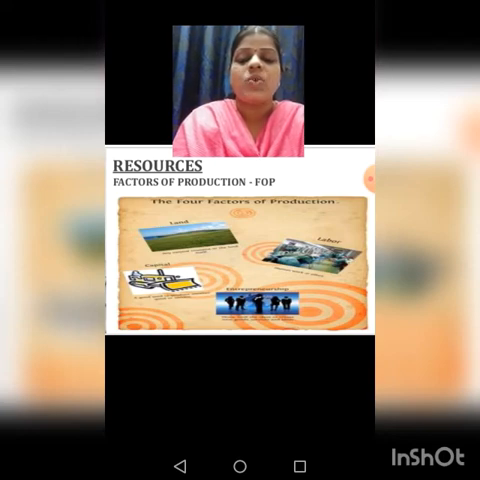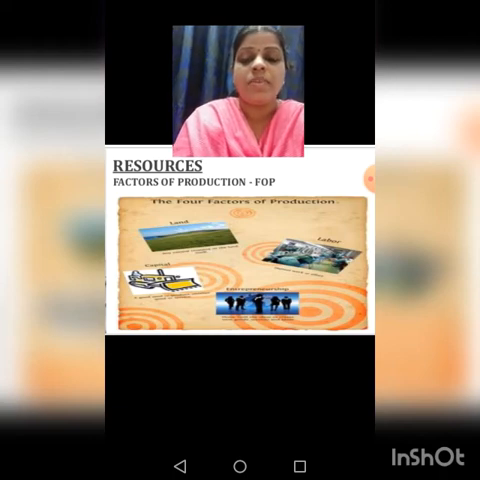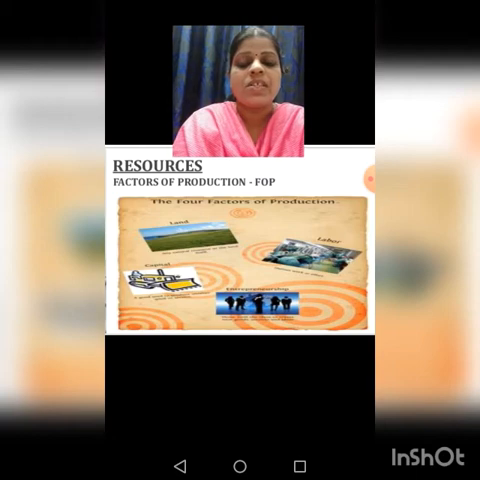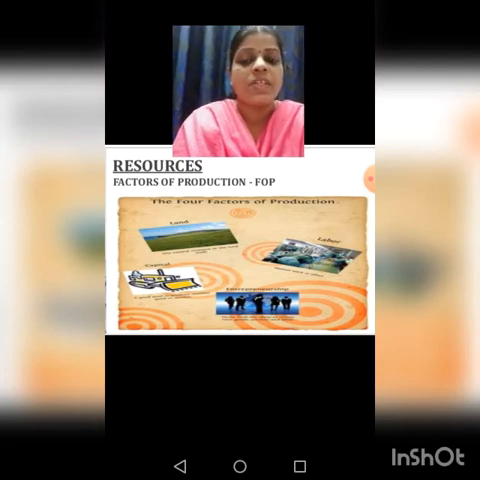So land, labor and the capital. Capital means the money needed for production or the investment that we have to do for such production activities, isn't it? So that is capital. Different forms of capital are there. All things will be studied later, but now you just understand what capital means. It is the money needed to produce such commodities.